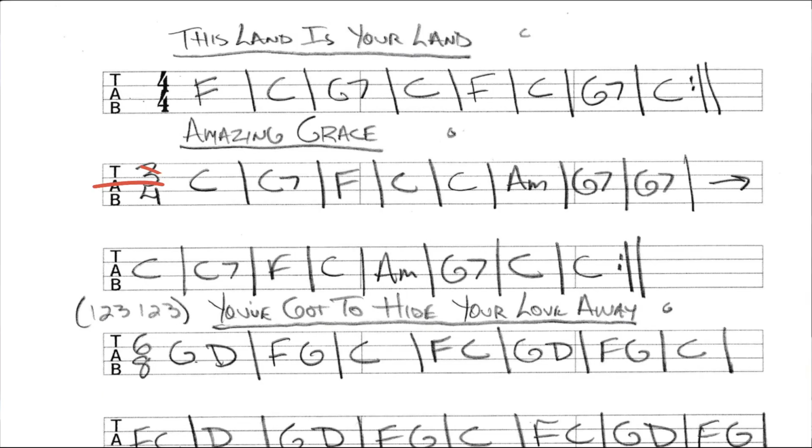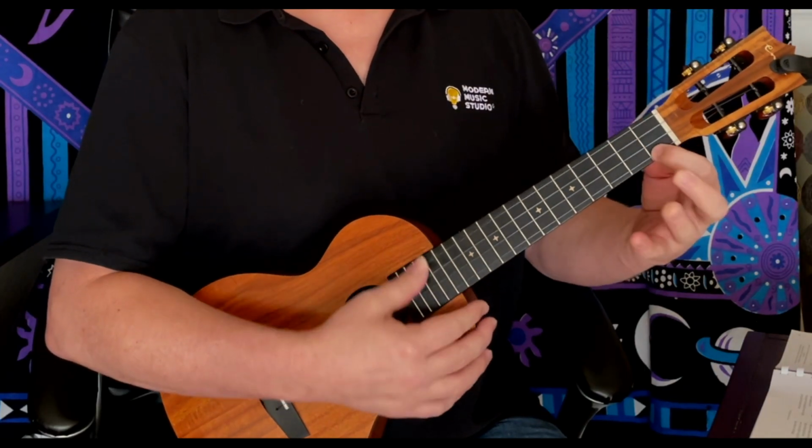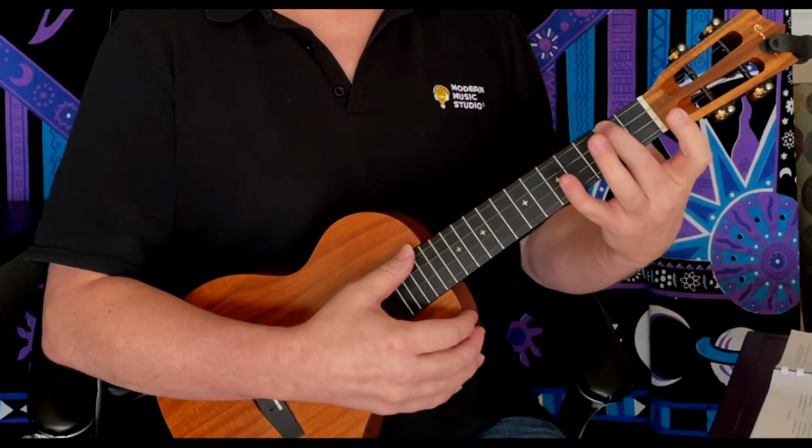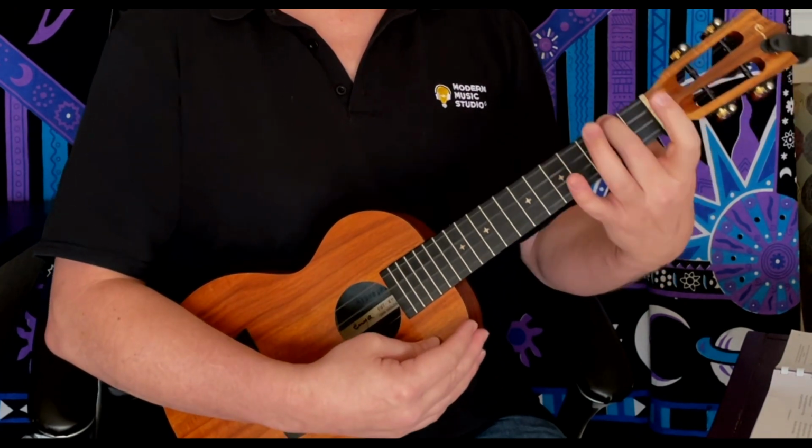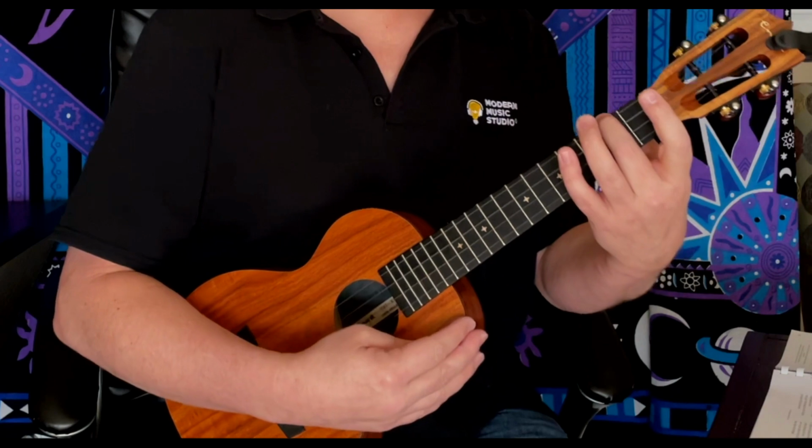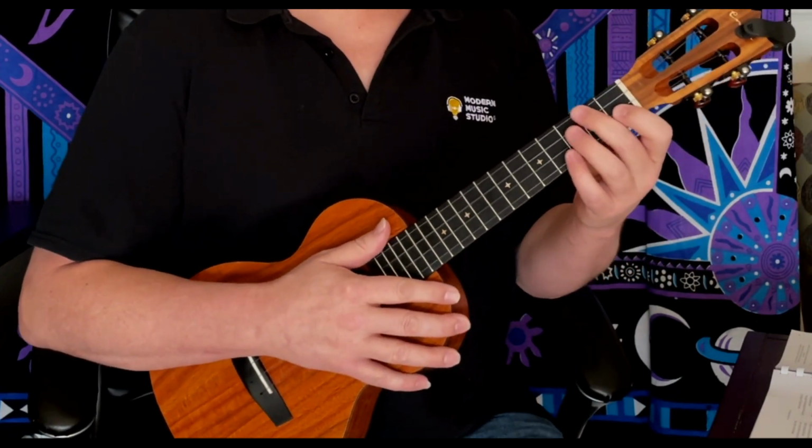Okay, so our next song is going to be Amazing Grace. So we are going to use both the G7 and the C7 in this one. We're also going to add a minor chord, the A minor. Had the 2 on top with the opens. Okay, this one's in 3/4 time.